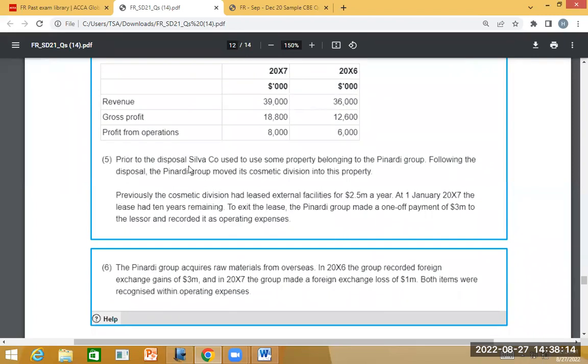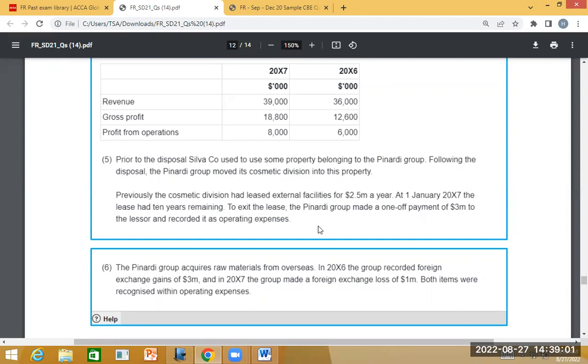Prior to disposal, the Silva company used some property belonging to the Pinardi group. Following the disposal, the Pinardi group moved its cosmetic division into this property. So Silva would have to bear the cost in the future for the new property. Previously, the cosmetic division had leased external facilities for 2.5 million a year. On 1st January 2007, the lease had 10 years remaining, so for the next 10 years you would need to pay 2.5 million per annum.